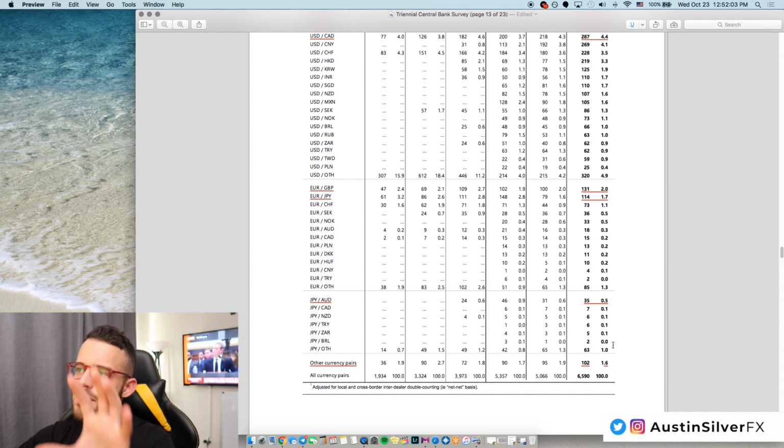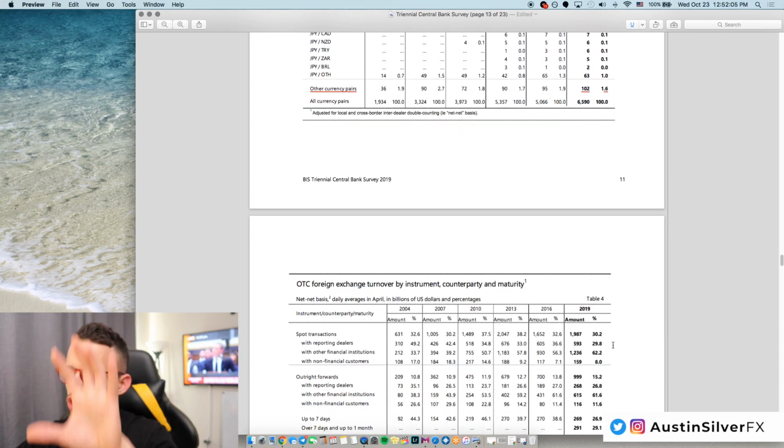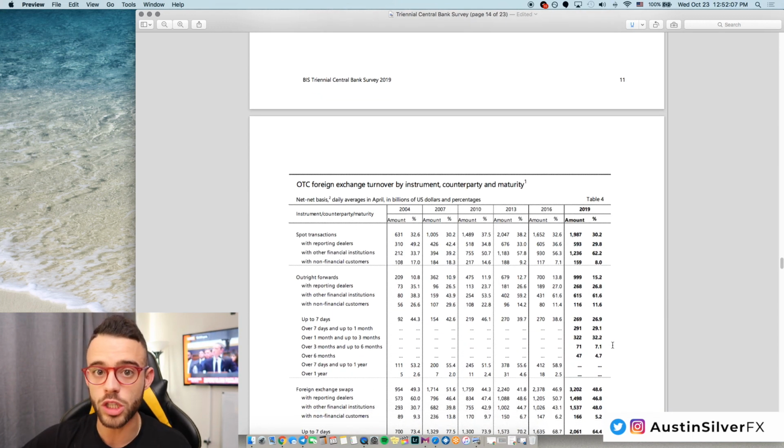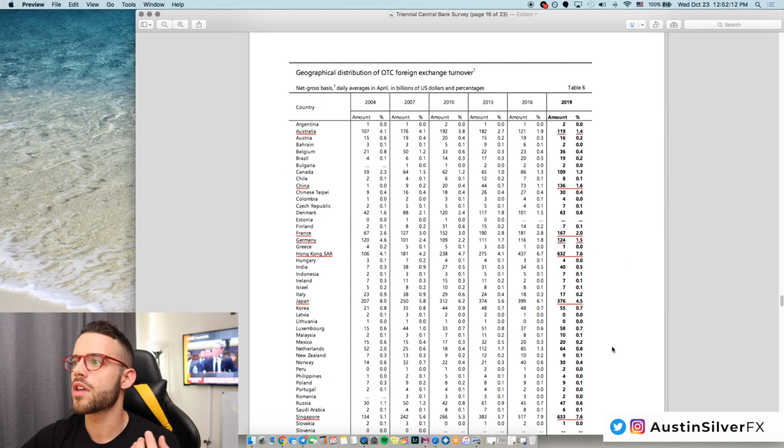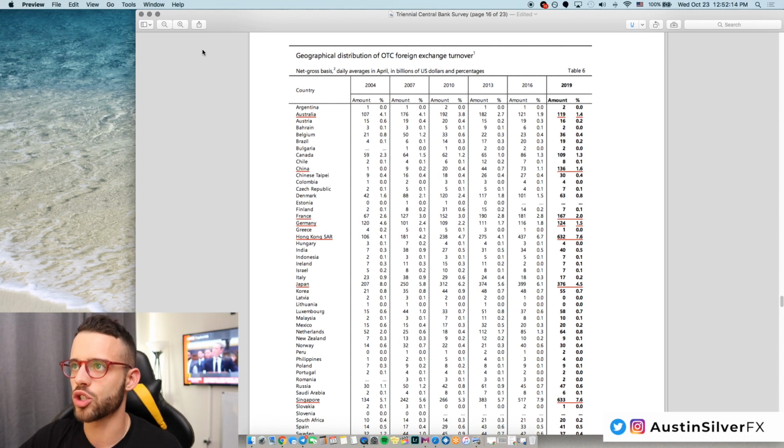So now you can kind of see the pairs where the money is being moved, which pairs are trading the most, and that helps us decide which pairs are best to trade. I want to round up the survey here with the countries that are actually trading the most.